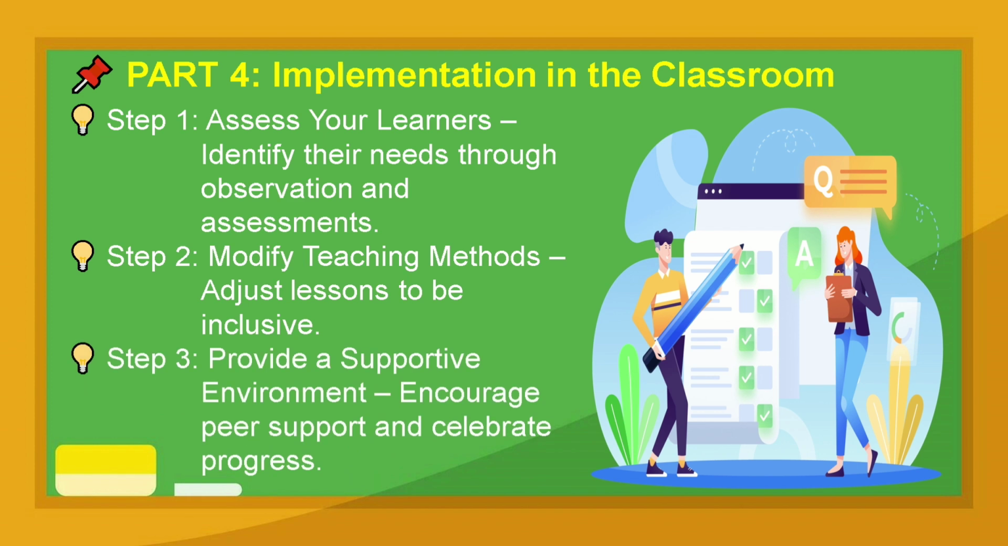Step number 3. Provide a supportive environment. Providing a supportive environment means creating a classroom where all students feel safe, valued, and encouraged to learn. In an elementary setting, this can include praising students' effort, setting clear rules for respect, and offering help when needed.